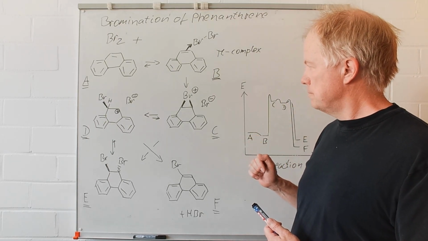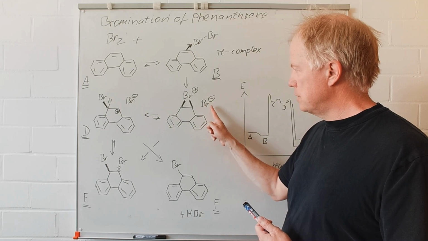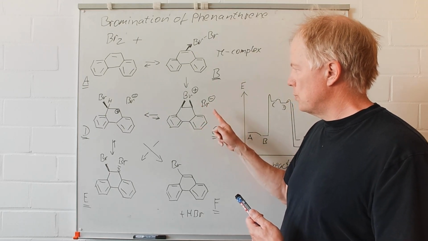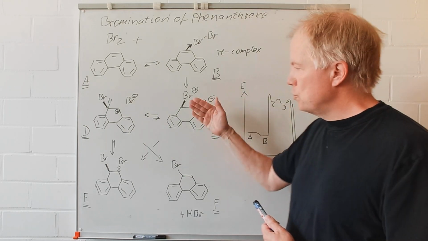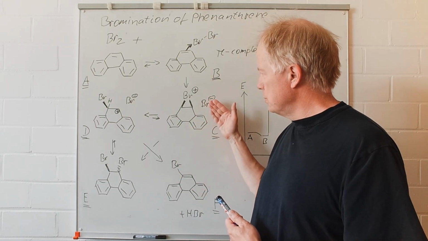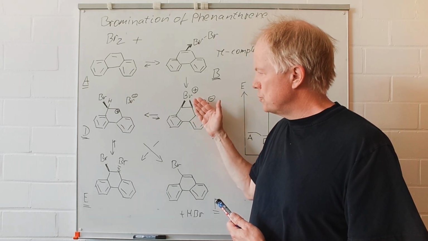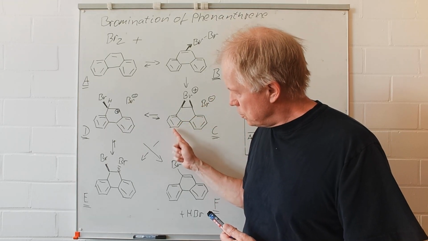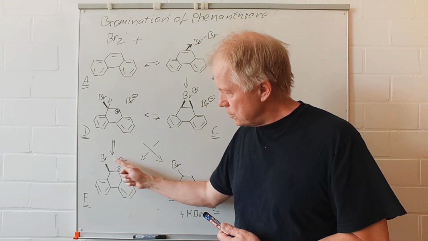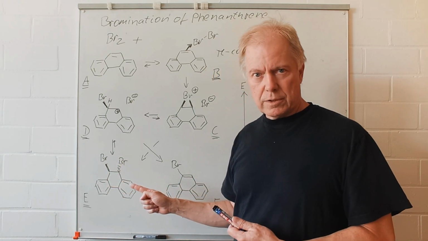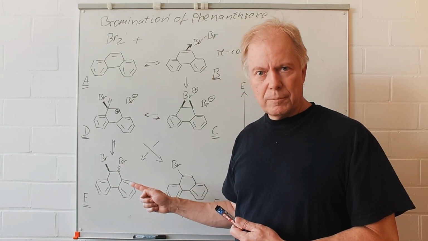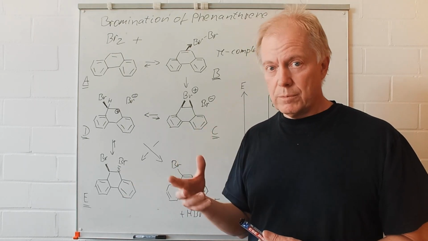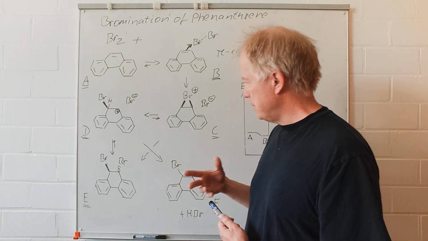Next step, the bromide could undertake a nucleophilic substitution, some kind of SN2 process, and will or could directly lead to this addition product. That is the mechanism we are used to from the addition of bromine to cyclohexene.